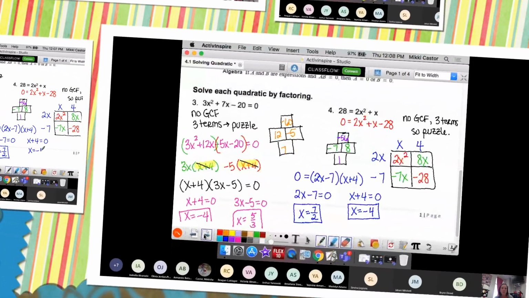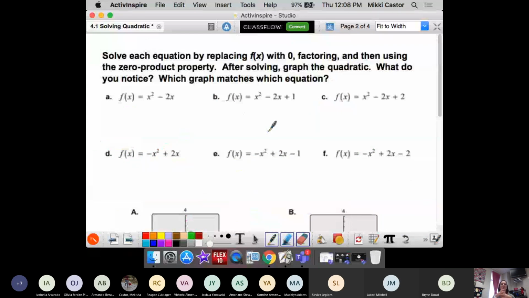Questions on those two? Then what we have next, it says solve each equation by replacing f of x with 0, factoring, and then using the 0 product property. After solving, graph the quadratic, which you guys can do in Desmos, or if you have one of the school Chromebooks, you can actually put a TI calculator on there. If you don't already have your TI on your Chromebook, let me know and I can send you instructions to do that. It's super easy and it's really nice to have that on your Chromebook just as a graphing calculator.